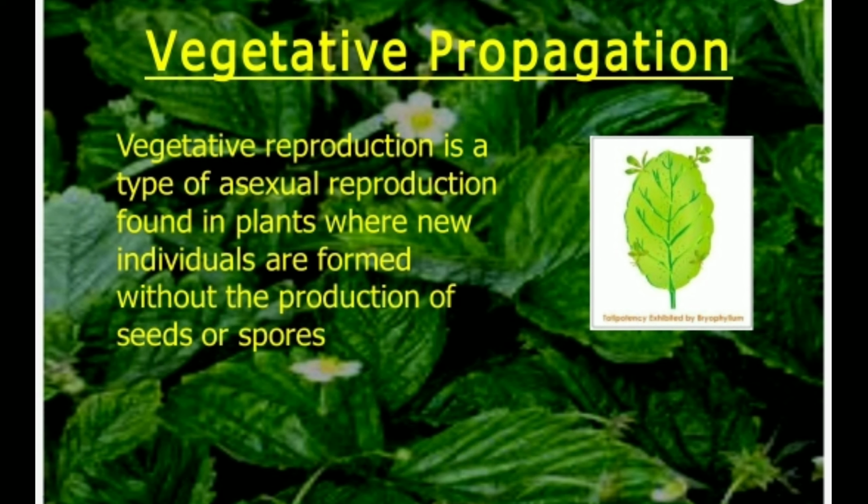Children, you must know that the flower is the reproductive part of a plant. But what happens to those plants where we cannot see any flower, or the plants where flowers do not occur? They grow by vegetative propagation. So let's study about it. The next type of asexual reproduction is vegetative propagation. Vegetative reproduction is a type of asexual reproduction found in plants where new individuals are formed without the production of seeds or spores.